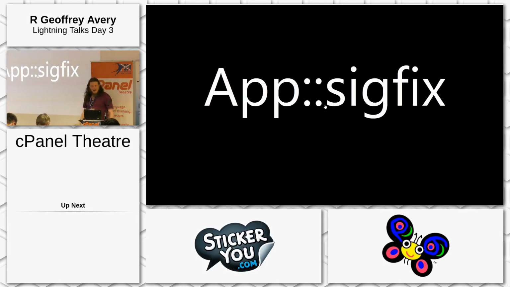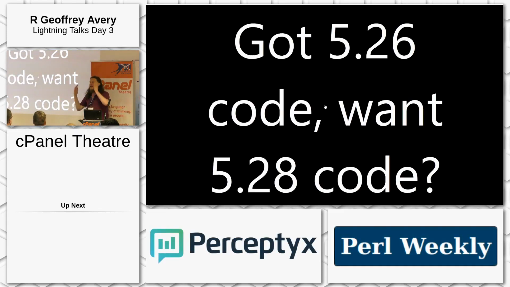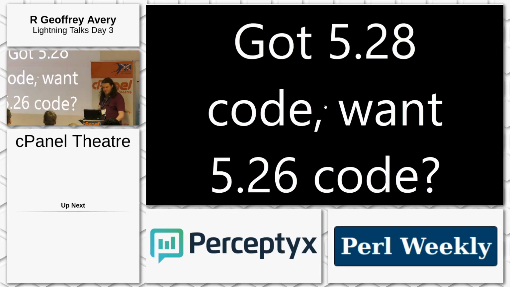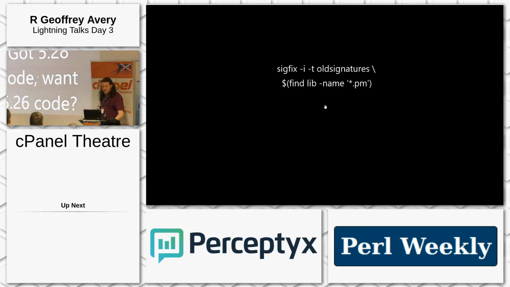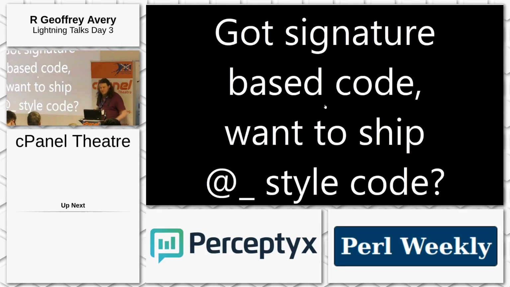And so, I have released a thing called App::SigFix, which provides a script called sigfix. Imaginative, I know. It's part of a distribution called Babel. I talked about that earlier. If you want to be terrified, watch the video later. So, if you have 5.26 code and want 5.28 code, sigfix in place, 2 signatures, list of Perl modules. Got 5.28 code, want 5.26 code, sigfix in place, all signatures, list of Perl modules. Want to be able to ship @_ style code while still programming in like this century?